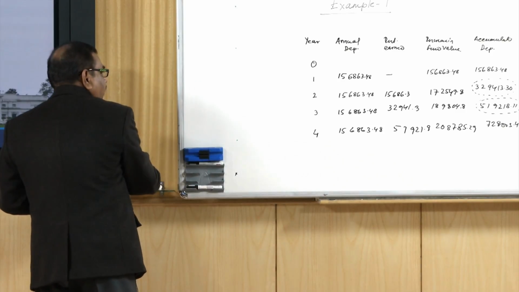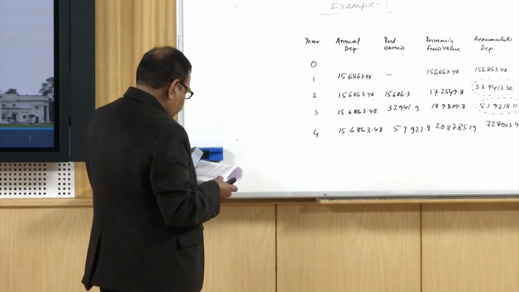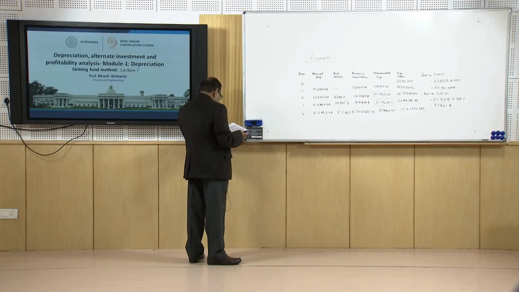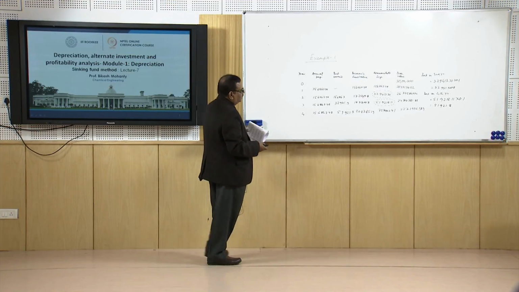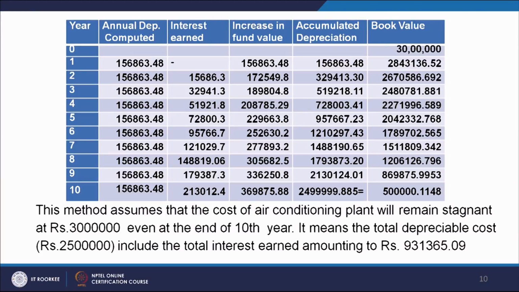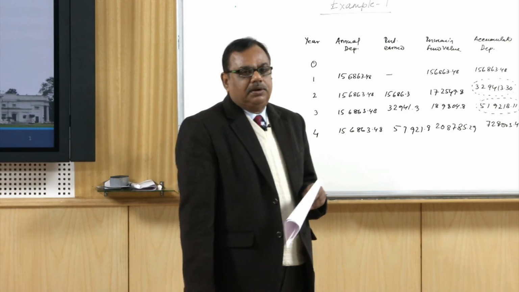So, I think you will be able to understand if you analyze the whole table up to the 10th year; you will find the way this has been computed. Now, let us go to problem number 2.